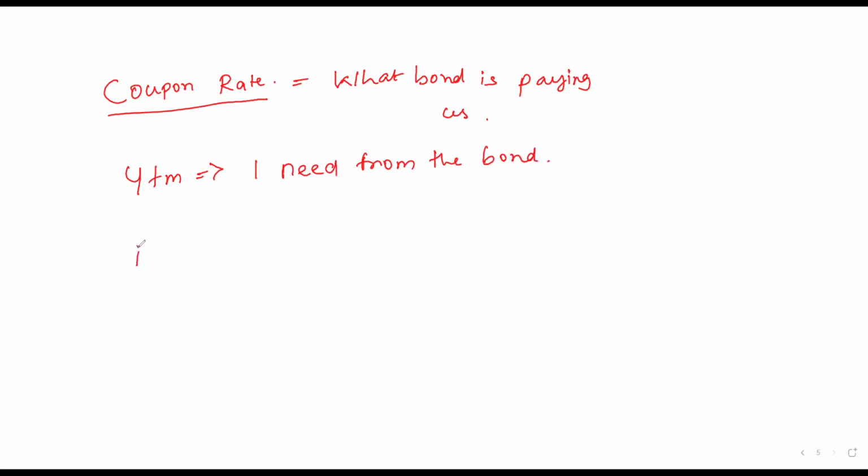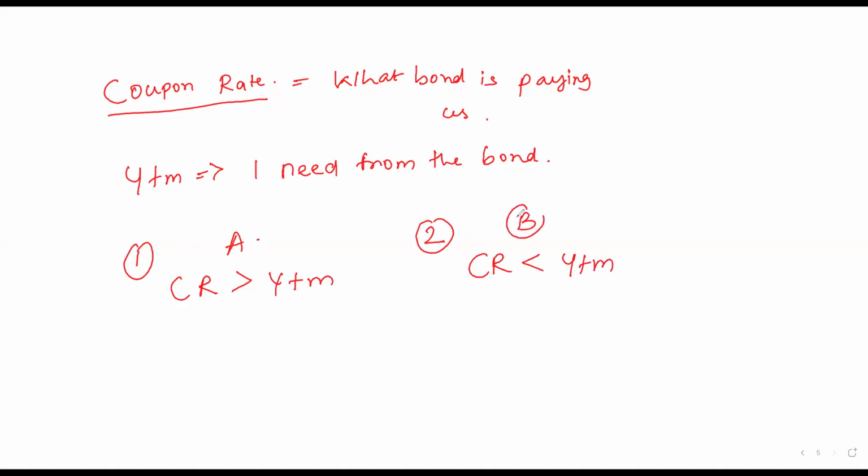Now, if coupon rate is greater than YTM, and if coupon rate is less than YTM, there is a bond A which has coupon rate greater than YTM, and there is a bond B which has coupon rate less than YTM. Which bond is better for me? Which bond would you like to invest in? Which bond is of premium quality?